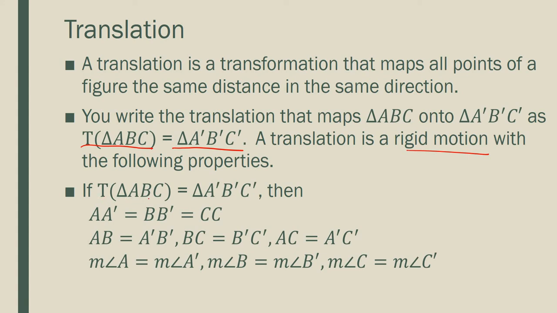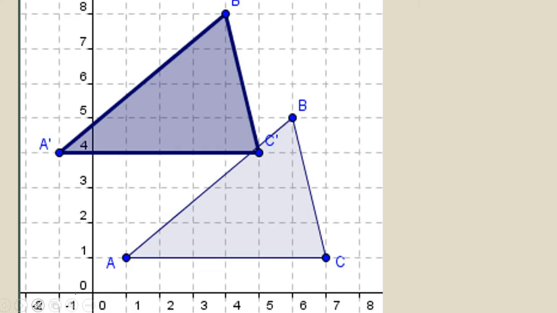Properties for a translation. If the translation of triangle ABC equals triangle A prime, B prime, C prime, then AA prime is the same length as BB prime. I move my points the same distance. And CC prime. Sorry, that should have a prime. And AB equals A prime, B prime. BC is B prime, C prime. And AC is A prime, C prime. And the angle measures from the original, the pre-image, and the translation are equal to each other.